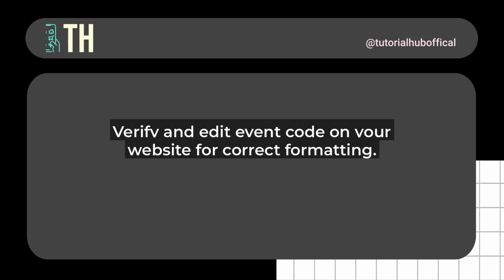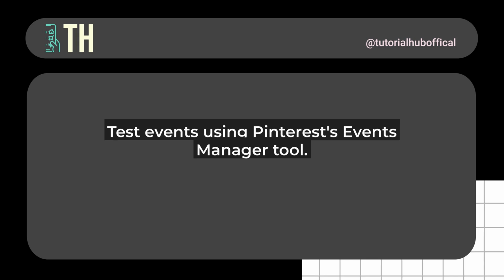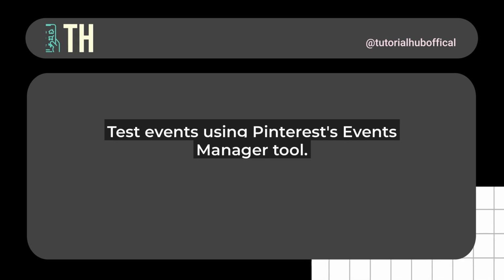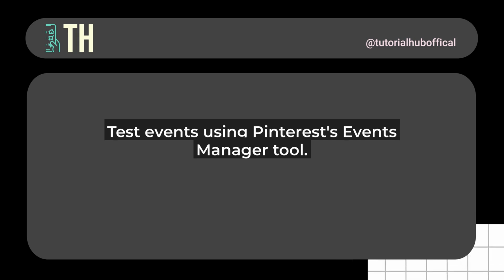To fix it, update your event code directly in your website's tracking script. For example, if you're using Pinterest's tag, edit the code in your site's header or the specific page where the event is triggered. Make sure the product ID is in the correct format. Pinterest requires it to be a string without spaces or special characters.